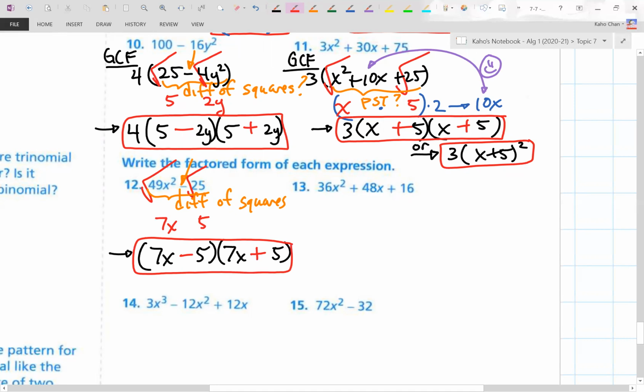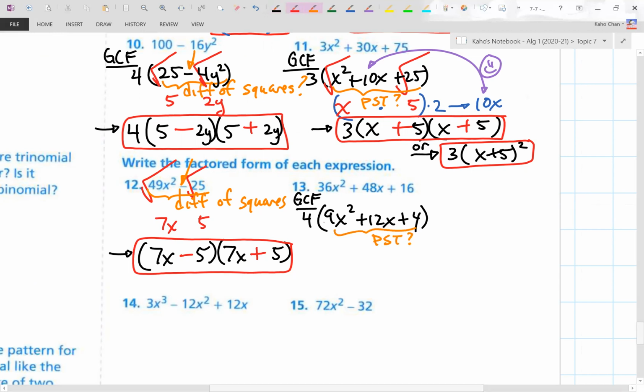Ooh, number 13 has big numbers there. Can I take out a GCF here? Let's see, what can I take out here? Big number going to 4, maybe? Yeah, that's possible. Let's take out a 4. That's it. Let's check to see if it's a PST.